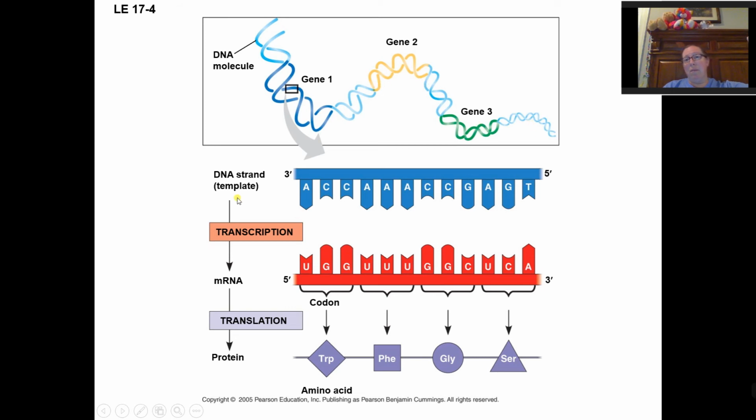So in this one we've got a template strand. You read this way. So T, G, A, G, C, etc. 5 prime to 3 prime. You have transcription.